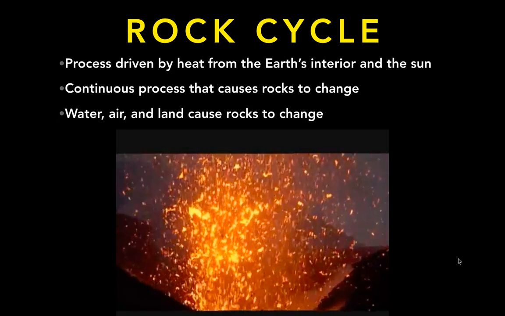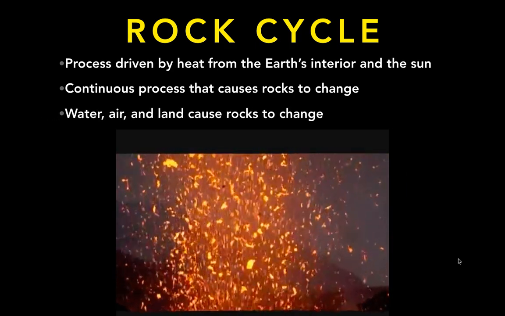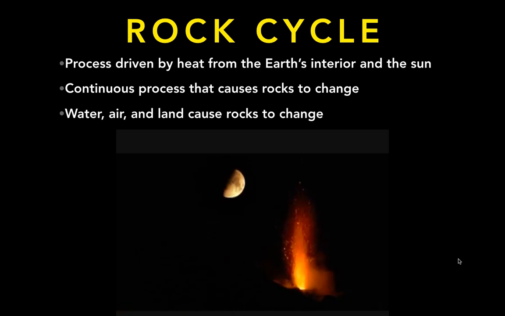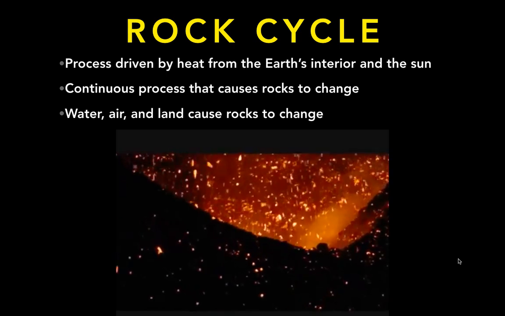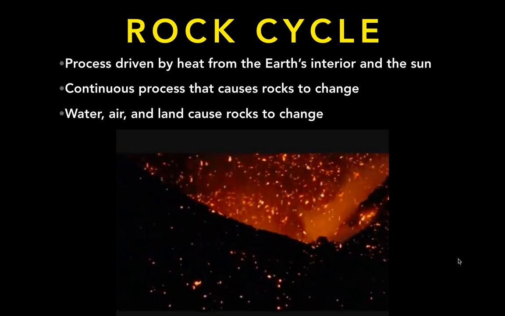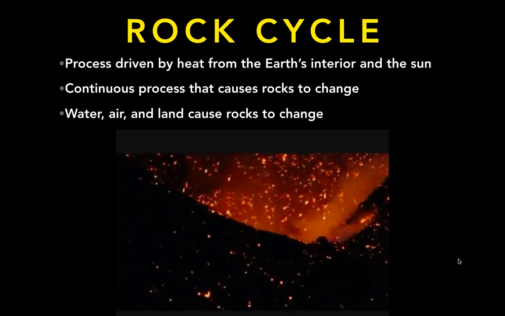So water, air, and land cause rocks to change. Once the rocks are at the surface of the Earth, the sun basically controls the weather, so it controls how water and air move above the surface of the Earth, and this causes rocks to change. But also land will cause rocks to change, such as earthquakes and just the general movement of the plates, plate tectonics. So it's a process driven by two sources of heat: heat from inside the Earth and heat from the sun.